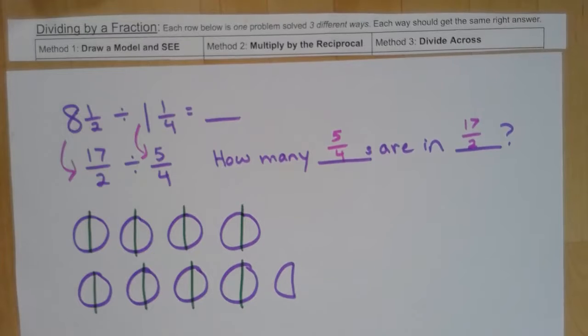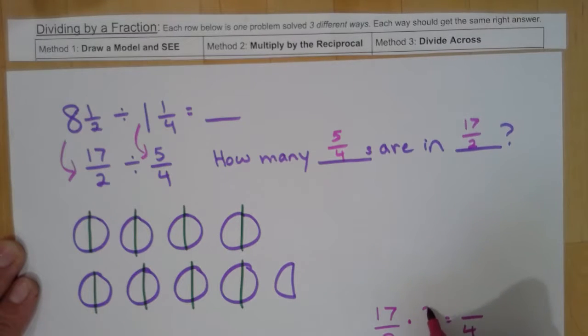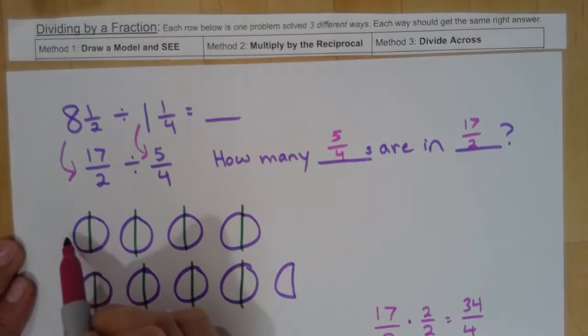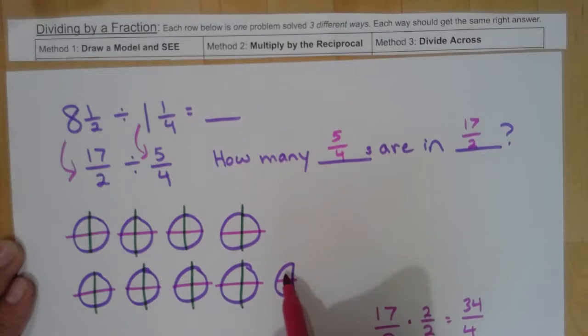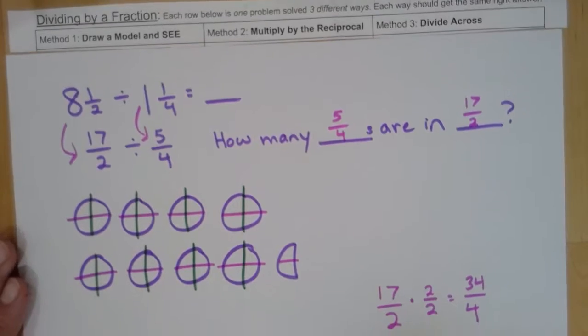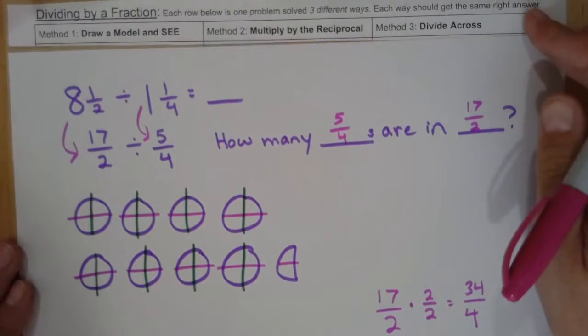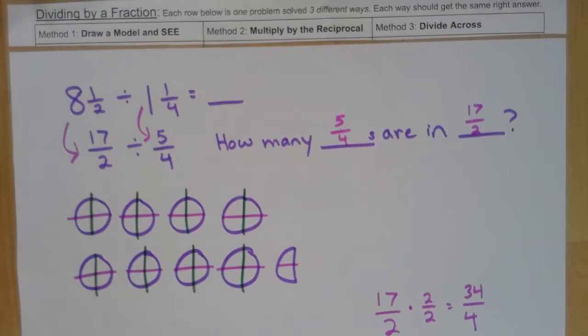And actually, 17 halves we could also rewrite as quarters, couldn't we? If we multiply by 2 over 2, we get 34 quarters. So can I prove to you that what we have here really is 34 quarters? There's 4 quarters, 8, 12, 16, 20, 24 quarters, 25, 26, 28 quarters, 28, 31, 32 quarters, 33, 34 quarters. Awesome.